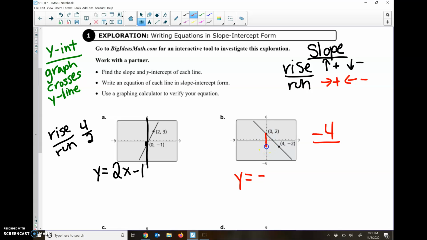Now I need to go over to the right: 1, 2, 3, 4. I'm going over to the right 4. Again, this isn't as simplified as it could be. -4 over 4 is the same as -1. I'm not going to write the 1, I'm just going to write the x there, but you could write -1. And then our y-intercept here, it looks like it's crossing my y line at +2.